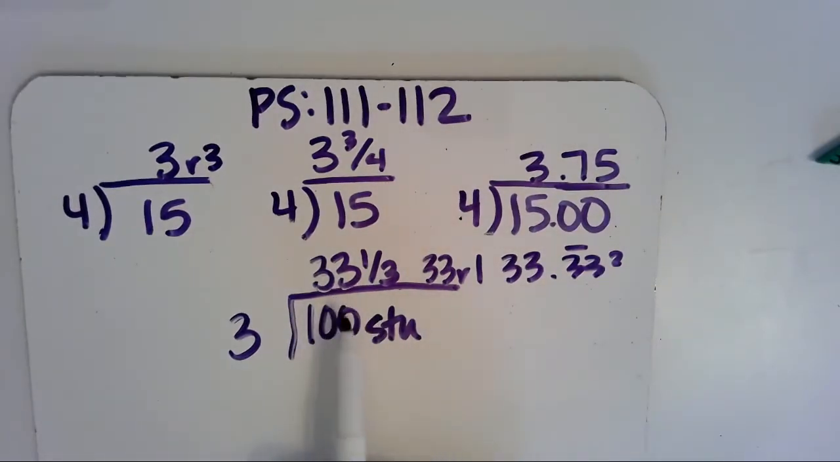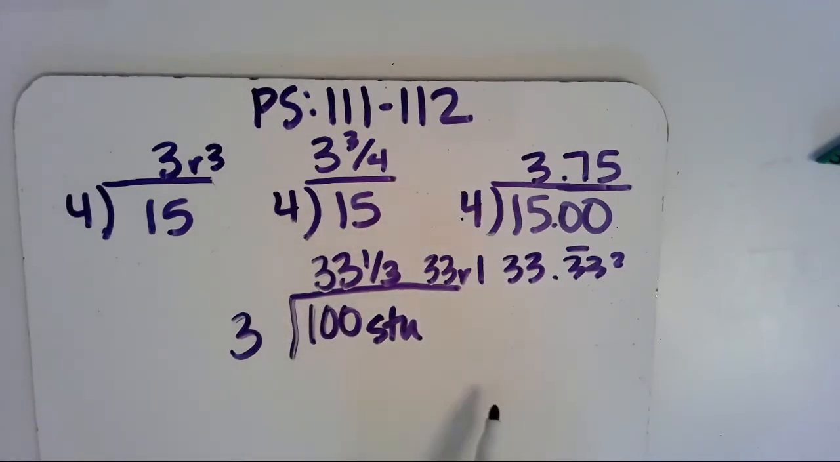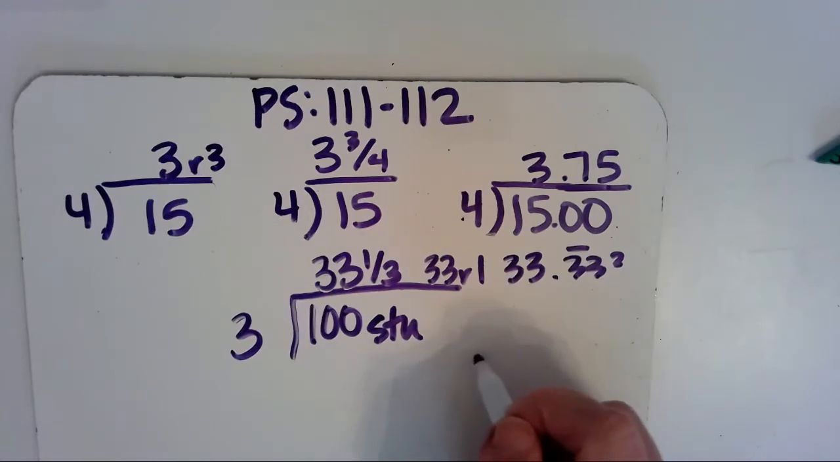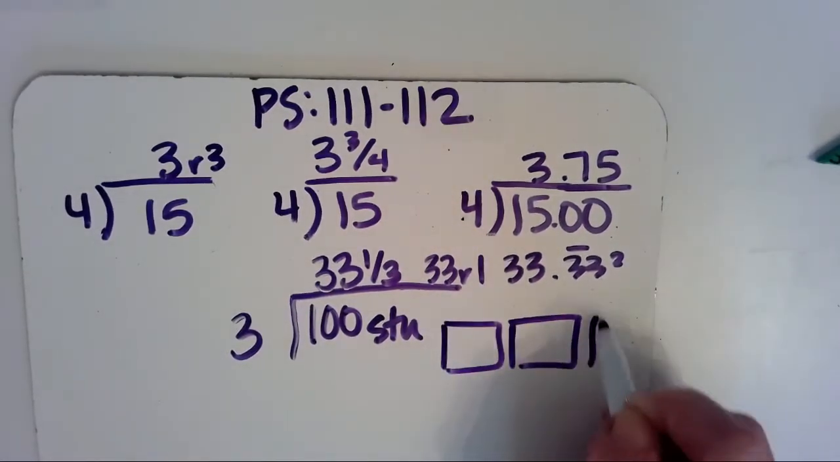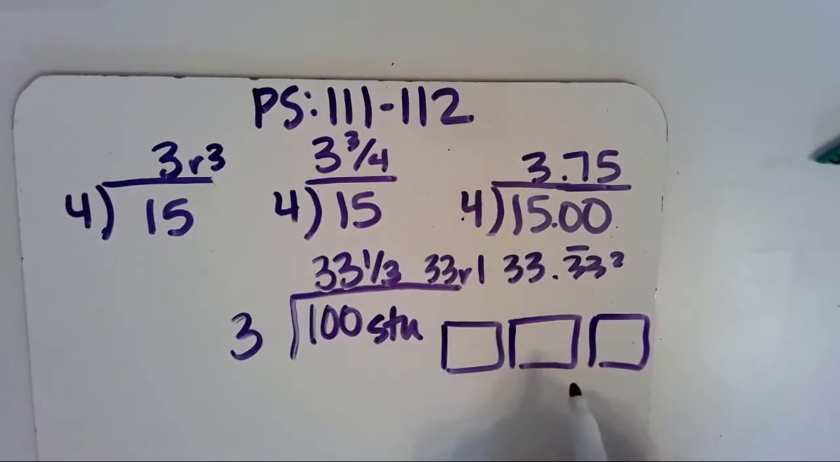So what we would do is we would divide 100 students into 3 rooms. We would put 33 in 2 of the rooms, and then in the last room, we would take that last kid, because there was 1 left over, and we would divide him into 3 parts.